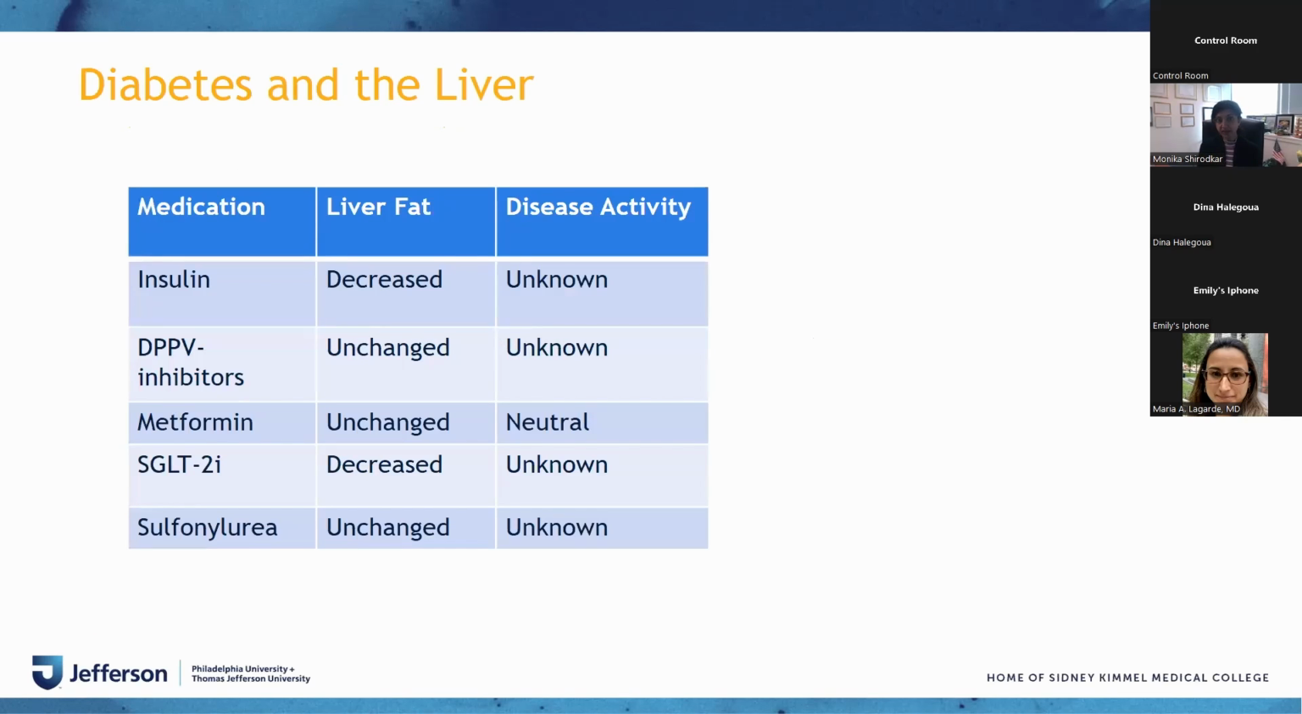And so what about these other medications that didn't make the list for having biopsy-proven benefits? Many of you may be on these medications, and they're all great agents, and they're all used for targeting various aspects of diabetes. We don't always have the best information in terms of whether they improve NASH. So you can see insulin, DPP-4 inhibitors, metformin, SGLT2 inhibitors, and sulfonylurea. So I'll just go through these really quickly.